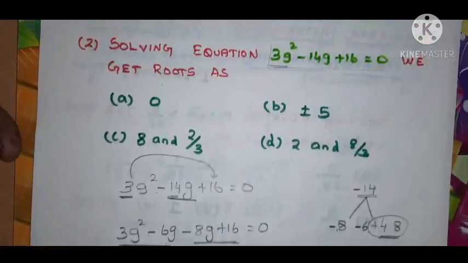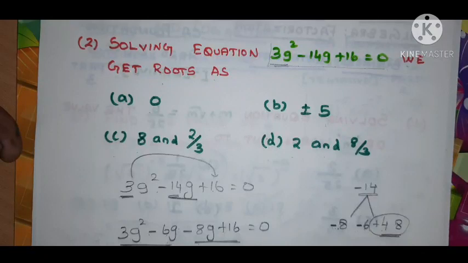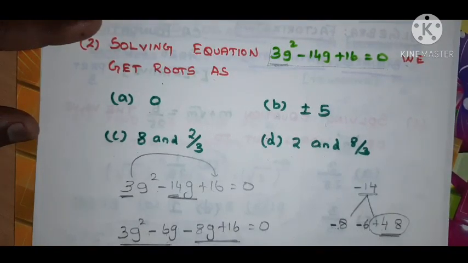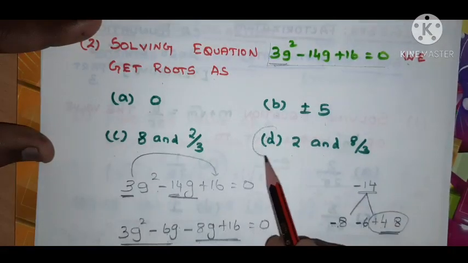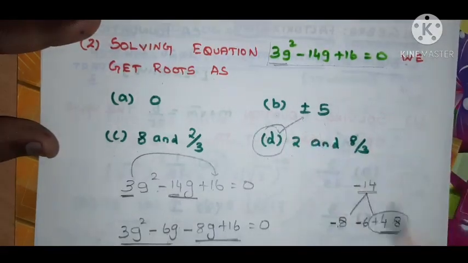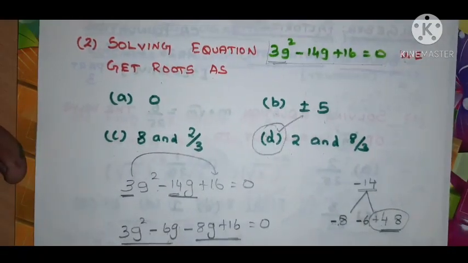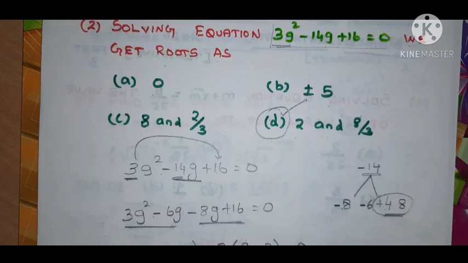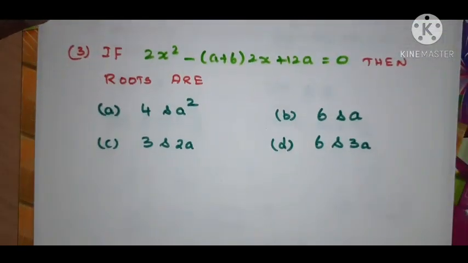Look at the question now. Solving the equation 3g squared minus 14g plus 16 is equal to 0, what are the roots we got? Yes, g is equal to 2 and g is equal to 8 by 3. Hence option D, 2 and 8 by 3, is the right answer for this question. Hope you understand. We have one more question, which is also under the factorization method. We'll go to that question.